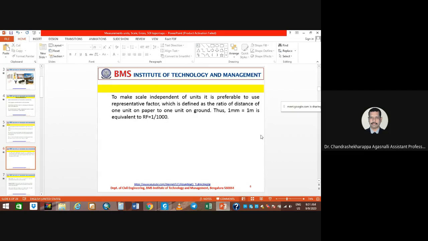To make a scale independent of units, it's preferable to use the representative factor, which is defined as the ratio of 1 unit of distance on the paper to the corresponding distance on the ground. That's why relative distances must be taken.